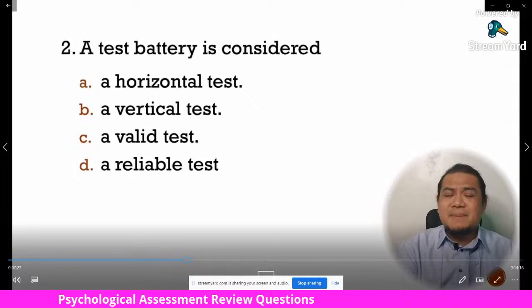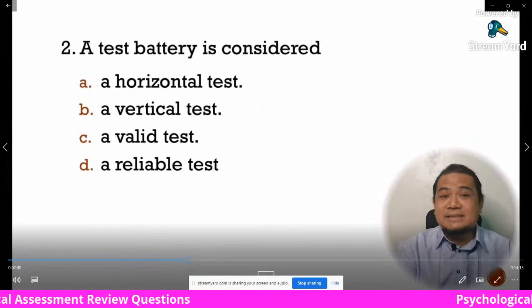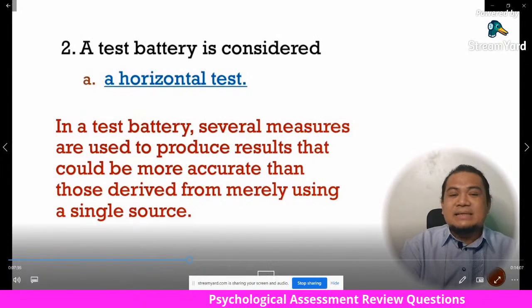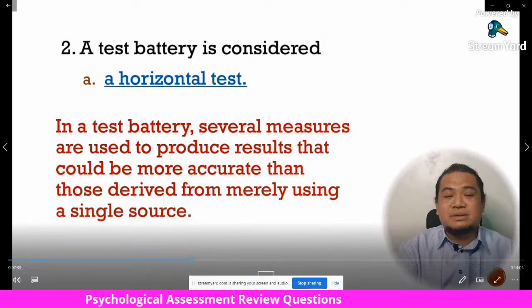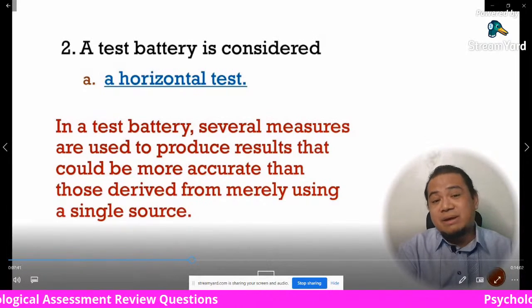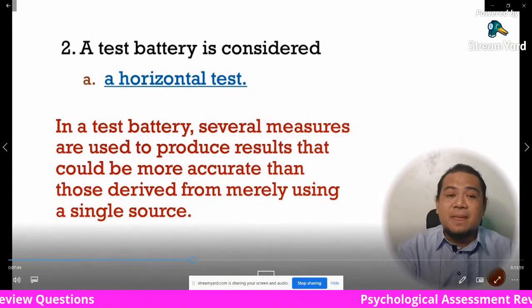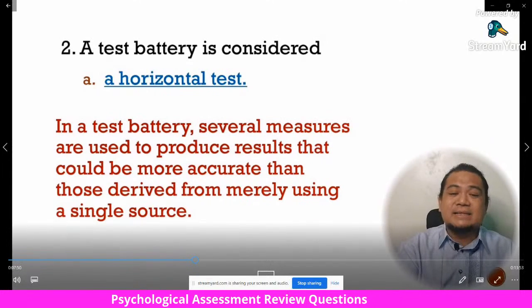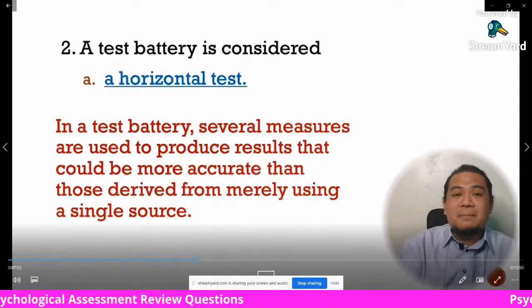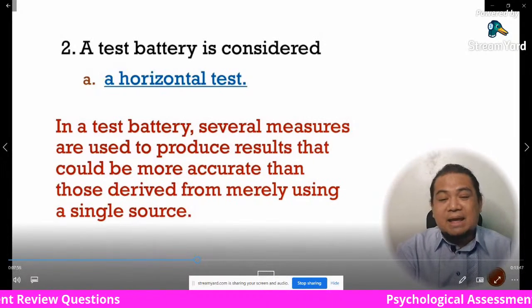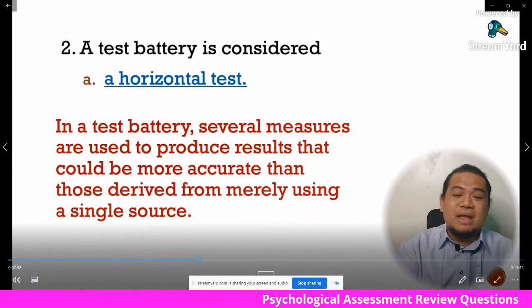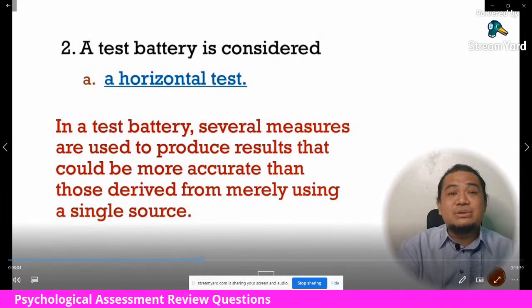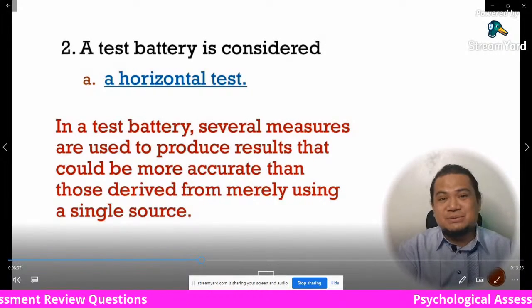Number 2, a test battery is considered, and the answer is letter A, a horizontal test. In a test battery, several measures are used to produce results that could be more accurate than those derived from merely using a single source. In testing, a vertical test would have versions for various age brackets or levels of education, like a math achievement test for preschoolers and a version for grade school. A horizontal test measures factors like math and science during the same testing procedure.